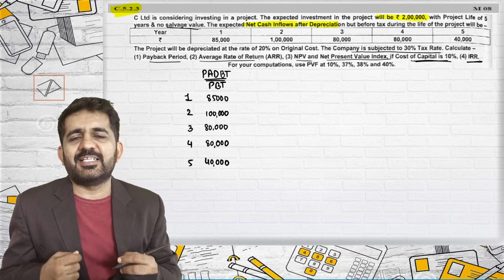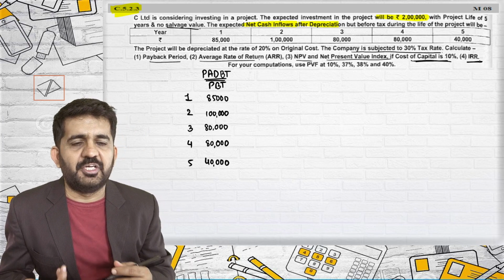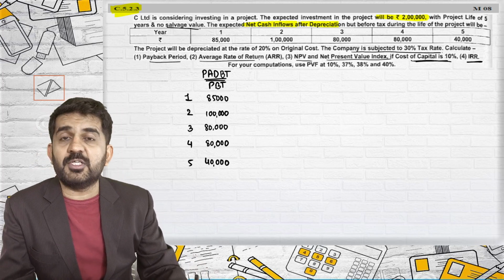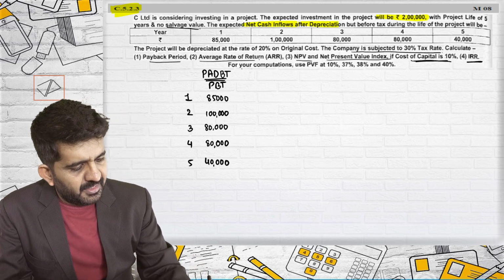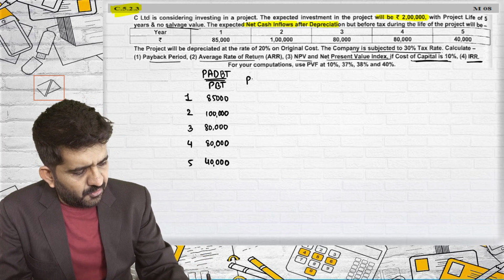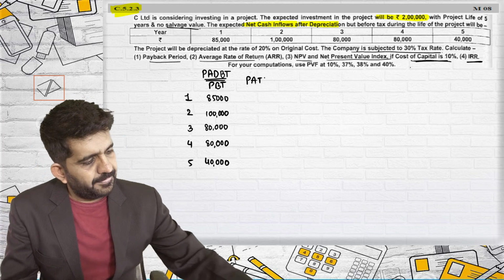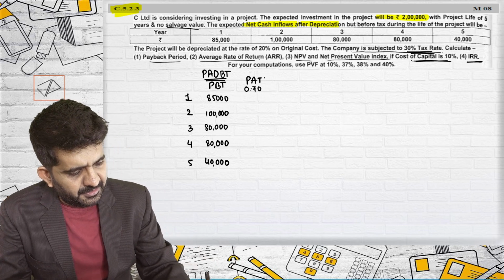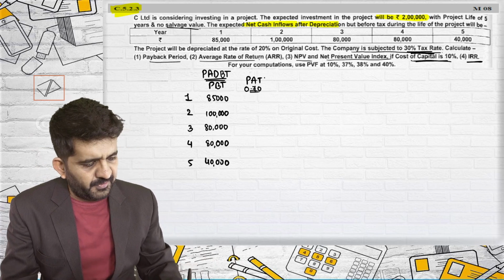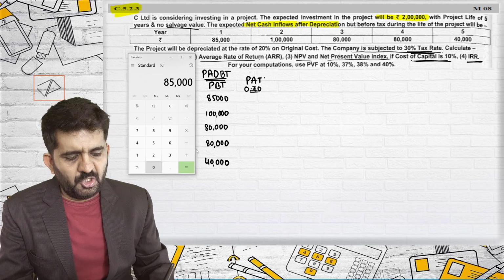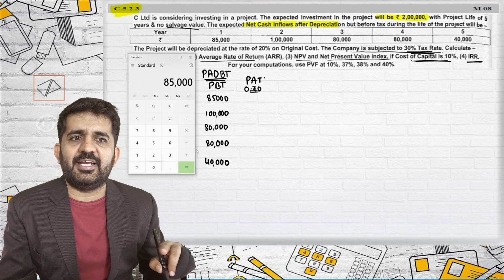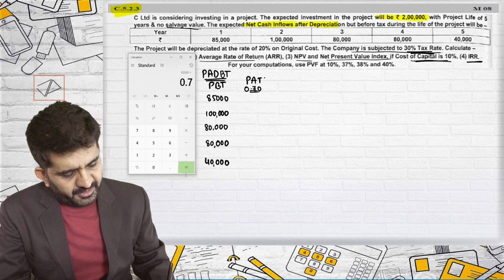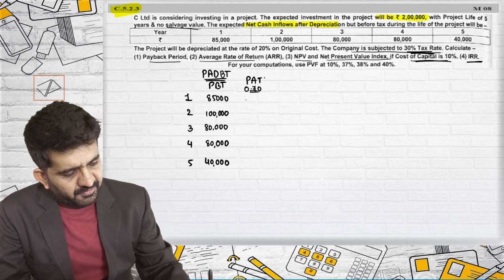So practically, this can become a good question for revision. It covers practically each and every method. So the first, my answer is PBT. I will find out the answer of PAT. If the tax rate is 30%, PAT will be 70%. 70% of 85,000. This we all know, right? 30% tax rate. After tax, it will be 70%. 1 minus t into 0.7. 59,500.